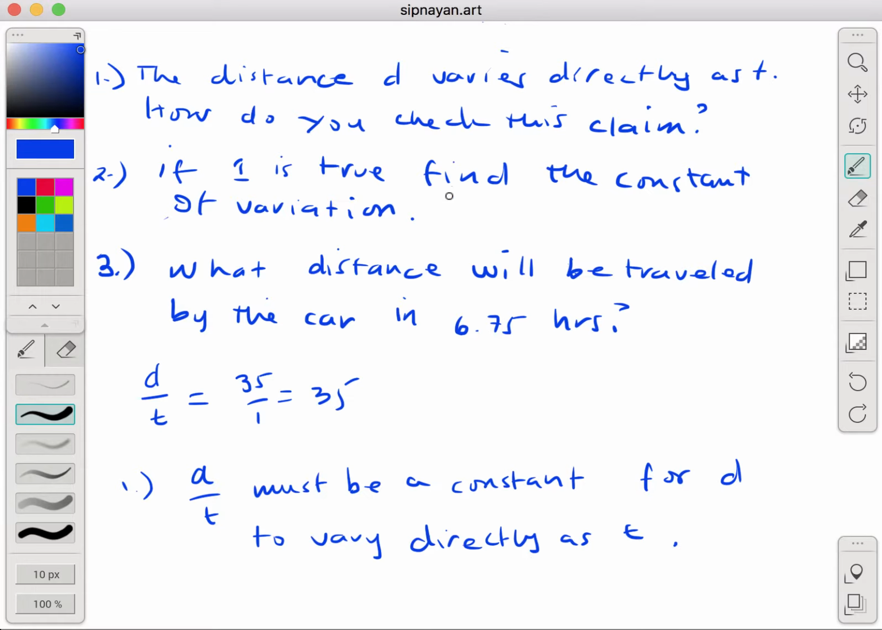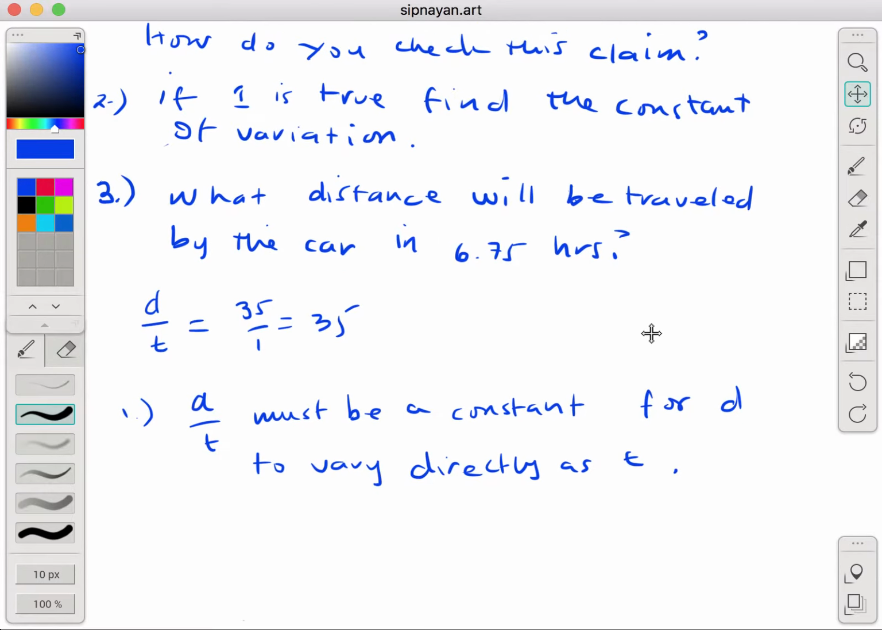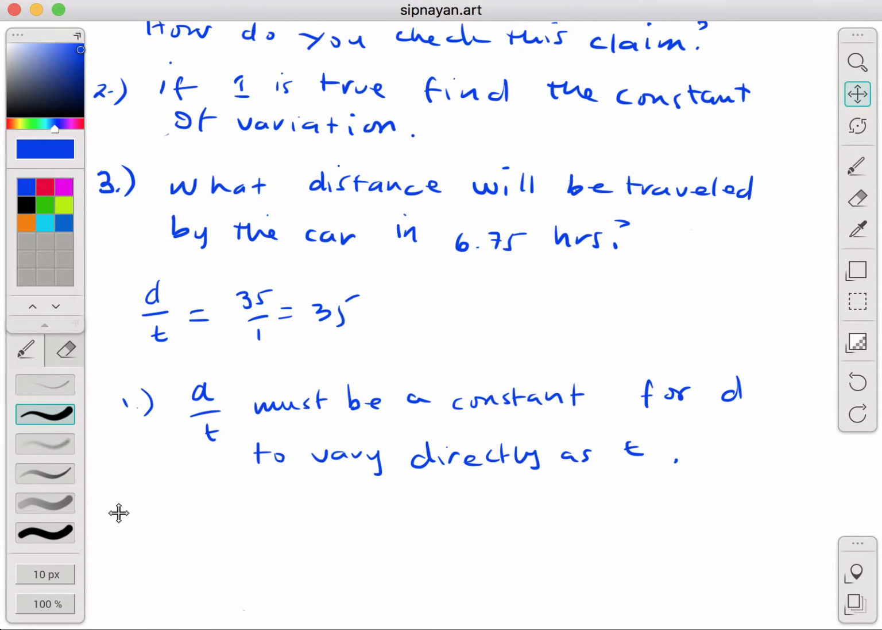Number 2, if 1 is true, find the constant of variation. So, the constant of variation is the ratio of D over T. So, the constant of variation is D over T, which is equal to 35. So, K is equal to 35.